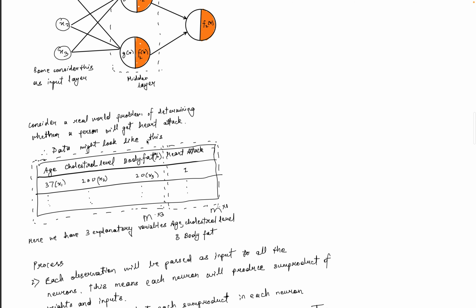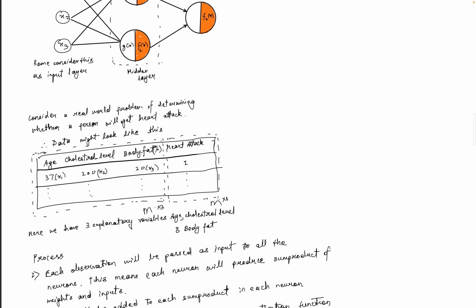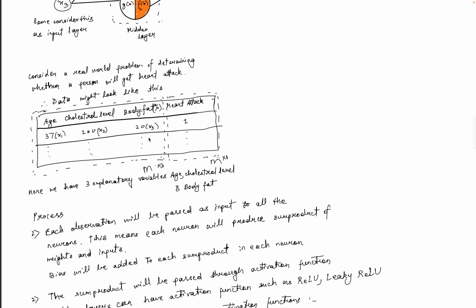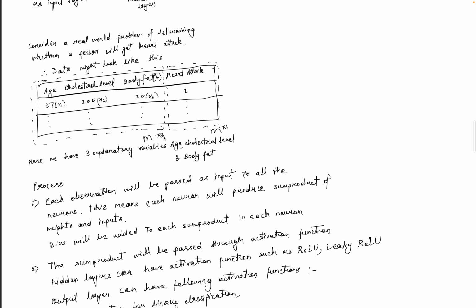Let's look at this example. Consider a real world problem of determining whether a person will get a heart attack. Suppose our data set looks like this: age 37, cholesterol 200, and body fat 20. This is the x1 input, x2, and this is the x3 input. Heart attack is a binary variable, either 0 or 1. Suppose we have m observations and 3 features. This is what a data set looks like.